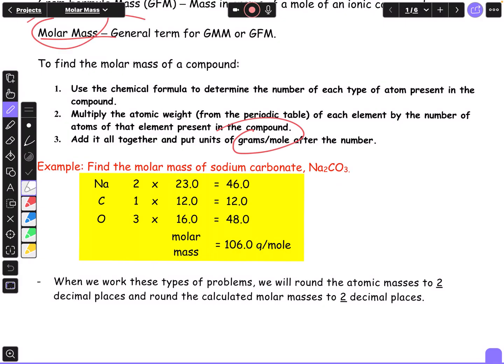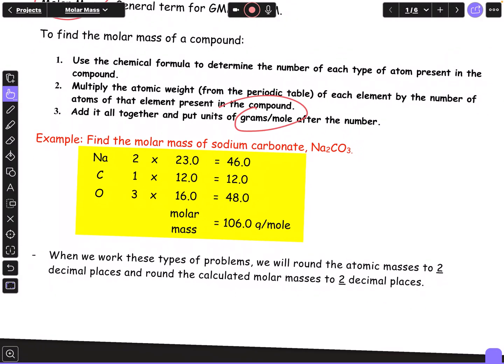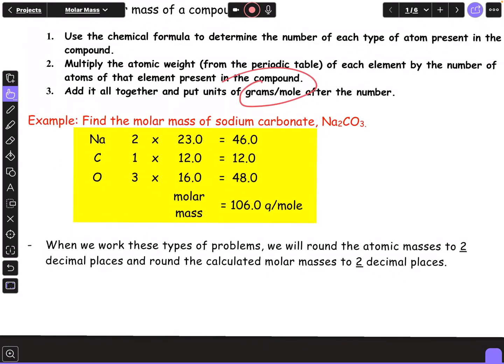So there's a few examples that will work for you, and then we'll work a few. So you can find the molar mass of sodium carbonate. It's Na2CO3. If you notice, I write down the symbols. And then I've got two sodiums times 23.0. That is the atomic mass or molar mass of sodium. And then carbon, 1 times its atomic mass, 12.0 equals 12.0. Oxygen, 3 times 16.0, its atomic mass, equals 48.0. I add all those up and I get the molar mass, 106.0 grams per mole.